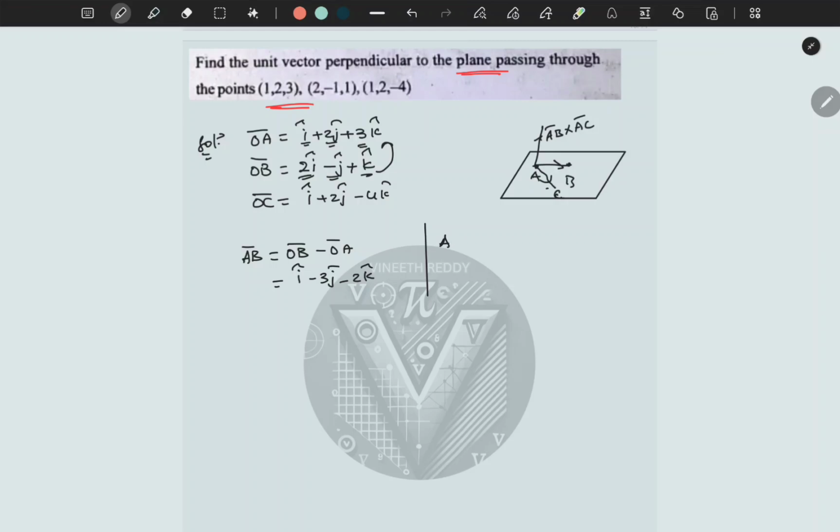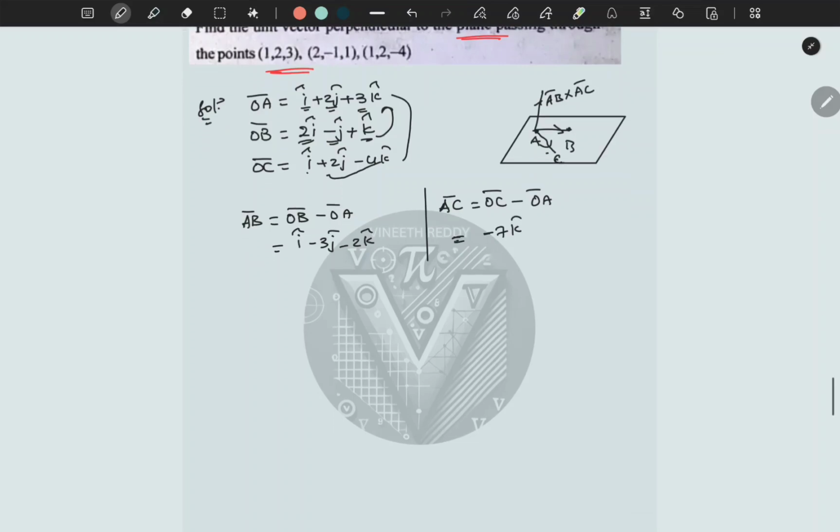Next, we can find AC or we can find BC also, nothing wrong. We will find AC vector, which is OC vector minus OA vector. So from OC you subtract OA. That means I minus I is 0, and 2J minus 2J is also 0. Minus 4K minus 3K is minus 7K cap, right? I hope you are with me.